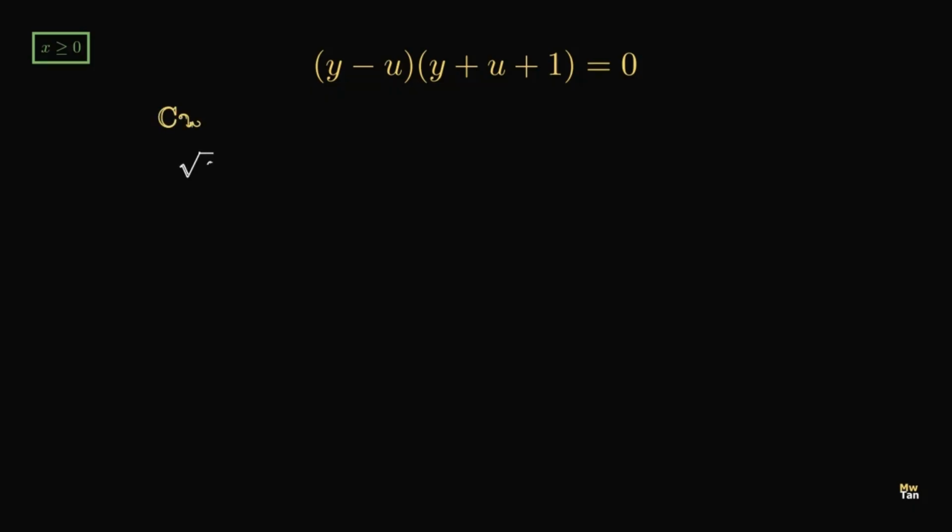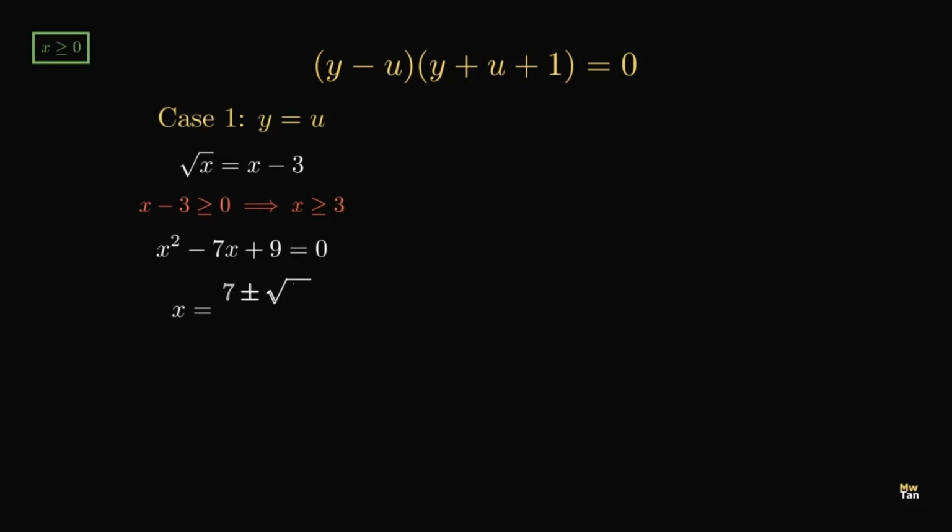Case 1. y equals u. Translating back, that is root x equals x minus 3. Since a square root can never be negative, the right side must be non-negative too. That forces x to be at least 3. Square both sides to clear the root. Expanding and simplifying gives us x squared minus 7x plus 9 equals 0. This does not factor nicely, so the quadratic formula gives us x equals 7 plus or minus root 13 over 2. Check both against our condition, x at least 3.